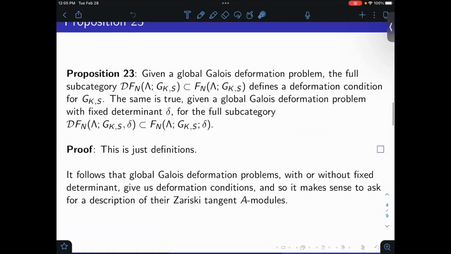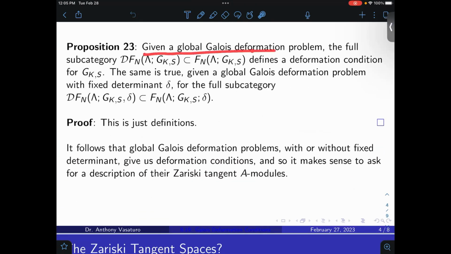So proposition 23: given a global Galois deformation problem, the full subcategory D_F_n(lambda, G_{K,S}) in F_n(lambda, G_{K,S}) does define a deformation condition for G_{K,S}. The same is true, given a global Galois deformation problem with fixed determinant delta, for the full subcategory D_F_n(lambda, G_{K,S}, delta) in F_n(lambda, G_{K,S}, delta). And really, this is just definitions. This is true by construction and by results from the previous video on subcategories satisfying those three major conditions. It follows that global Galois deformation problems with or without fixed determinant give us deformation conditions.